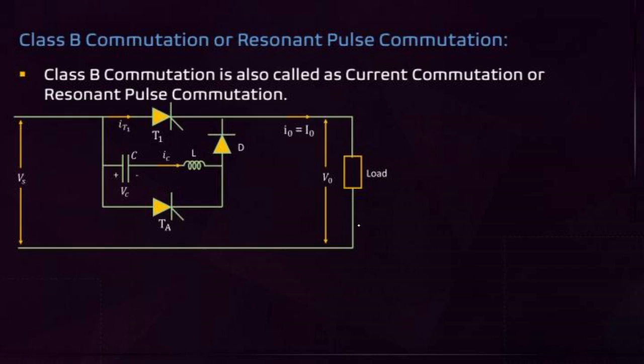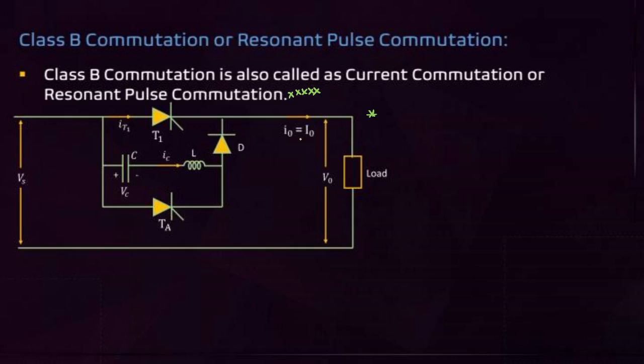Next, class B commutation. Class B commutation is also called current commutation or resonant pulse commutation. This is the class B commutation circuit. But there are very important points that you have to remember here. No need to discuss the operation.